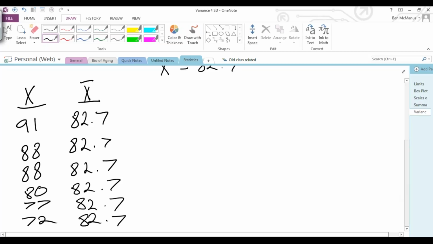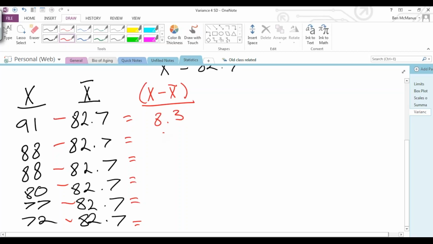Okay, so again, I want to know the difference between each of my individual values and the mean for the entire data set. So I'm going to represent that as a new column over here. And this column just represents the difference between my data and the mean for my data. Alright, so if I did 91 minus 82.7, I get 8.3, 5.3 for both 88 minus the mean. Wrote that down wrong.